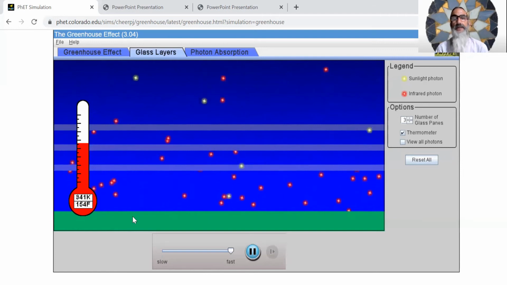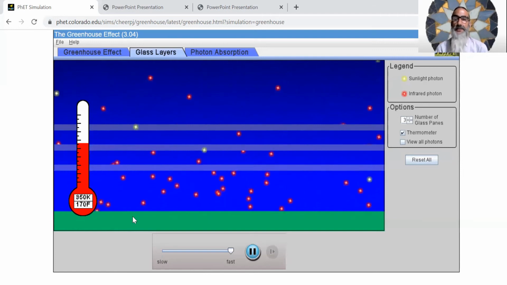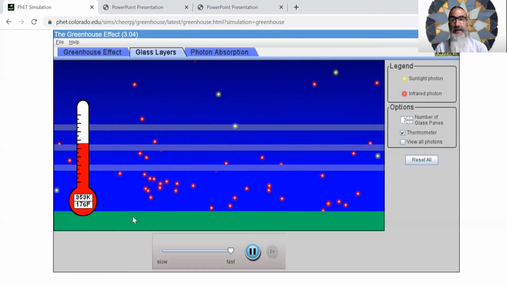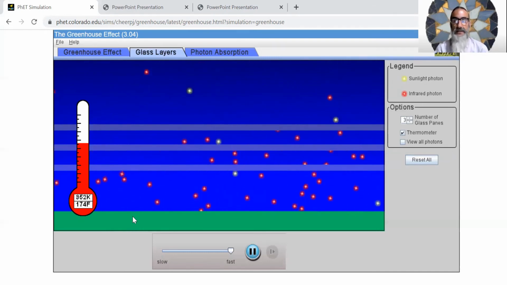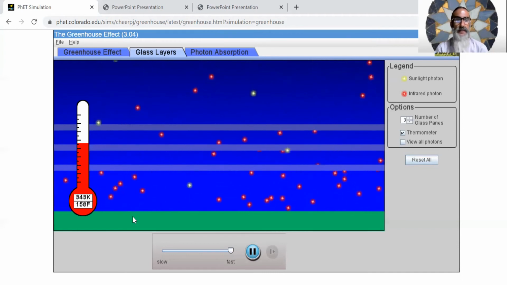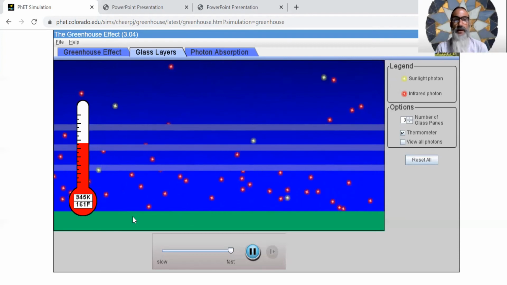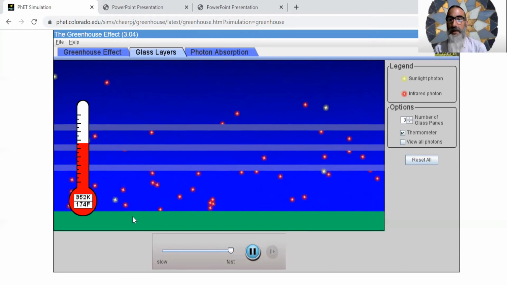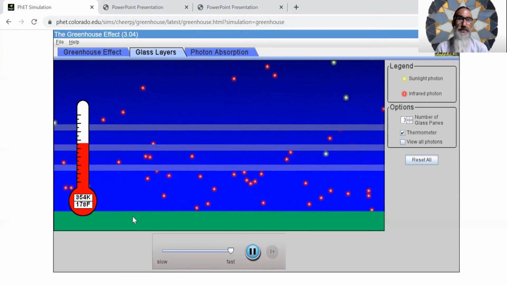Okay? This is a good thing, but too much greenhouse gases trap in too much heat, and that has negative consequences, as we are seeing on the planet today. If we look at the thermometer now, we're already up to 160 degrees Fahrenheit, and that is not livable conditions for most plants and animals.